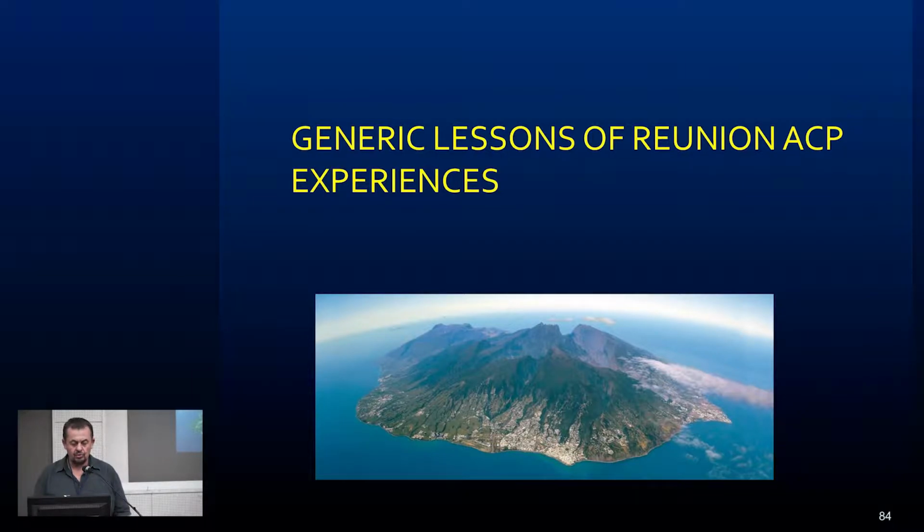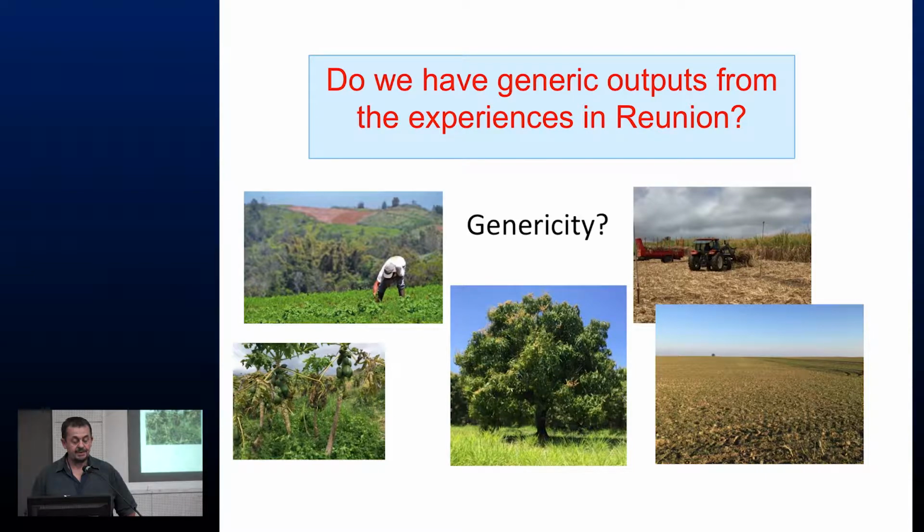So now, just to conclude on these two experiences, I would like to ask a question. You can answer if you want. Can we get some generic lessons from these experiences? So it means for other contexts, for other crops, as you can see on the slide, you have different crops, different contexts. Can we get some lessons useful for the transition period of agroecology?